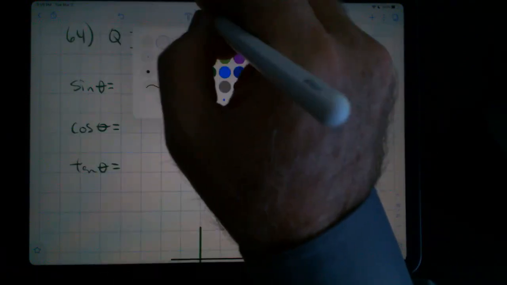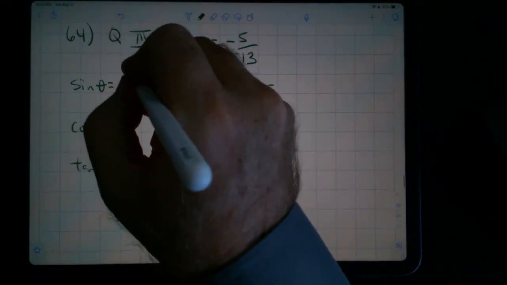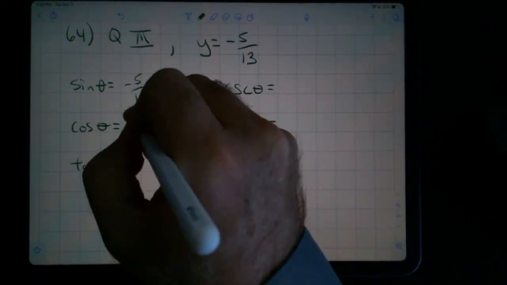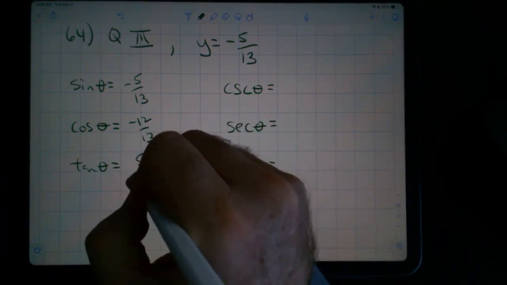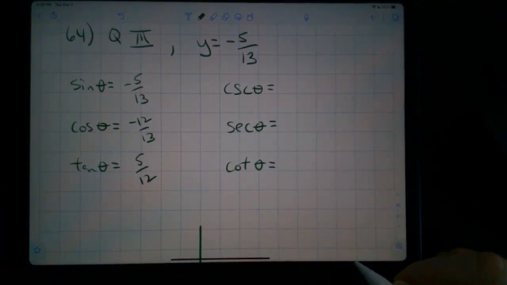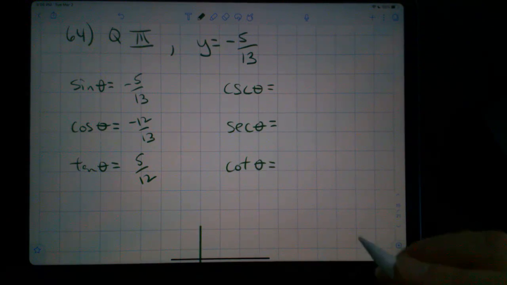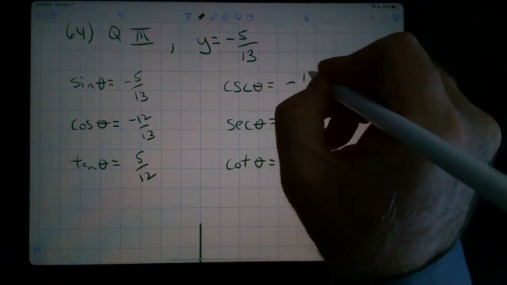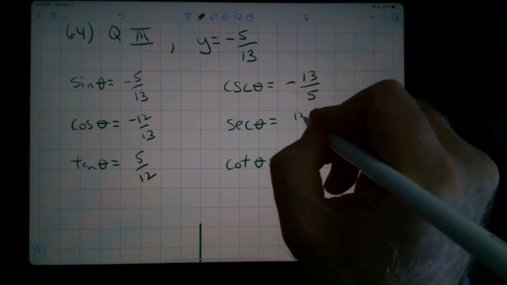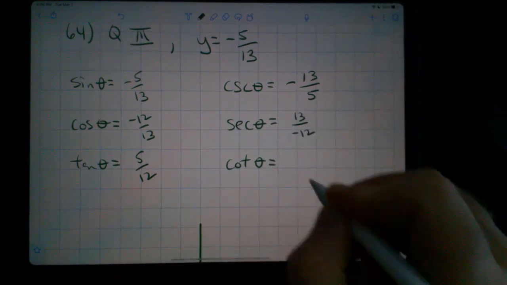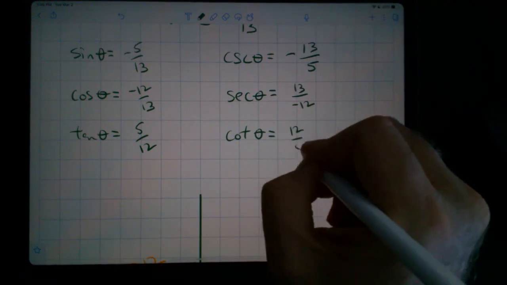So now the sine is your y. So we have negative 5 over 13. Cosine is negative 12 over 13. Tangent is sine over cosine. Negative over negative is a positive. The 13s simplify. Cosecant is the inverse of sine. Secant is the inverse of cosine. And cotangent is the inverse of tangent.